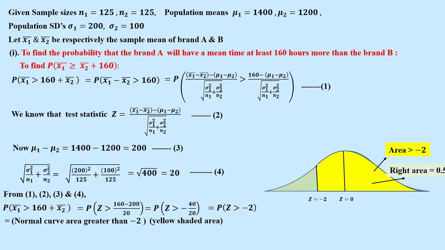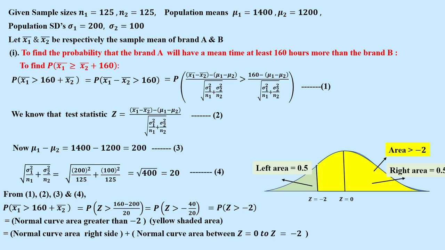So now the right side of z is equal to 0 line, the total area is 0.5 we know, and the left side is also 0.5. So total area of the normal curve 1. So left side to z is equal to 0 because symmetrical, right? That is why this one is 0.5 and right side 0.5. So normal curve area right side plus normal curve area between z is equal to 0 to z is equal to minus 2. So z is greater than minus 2 can be split into 2.